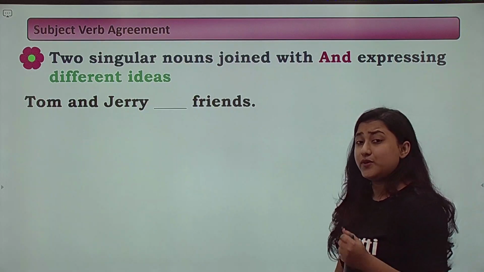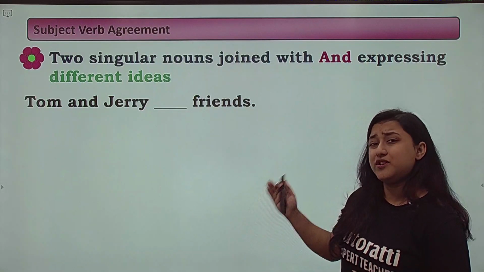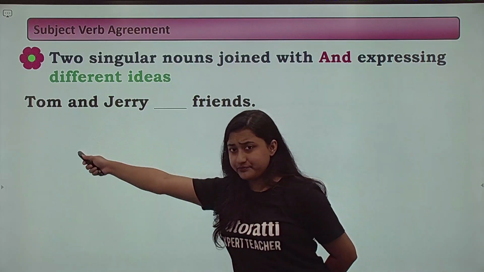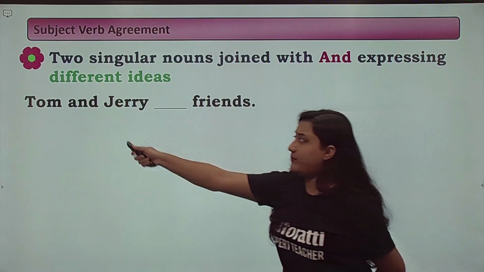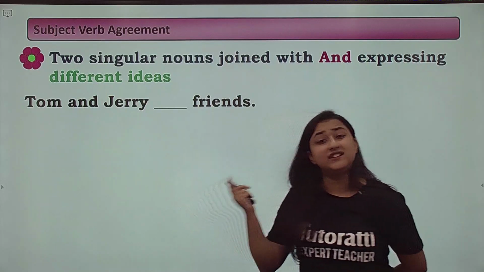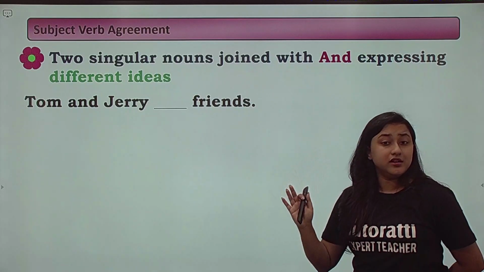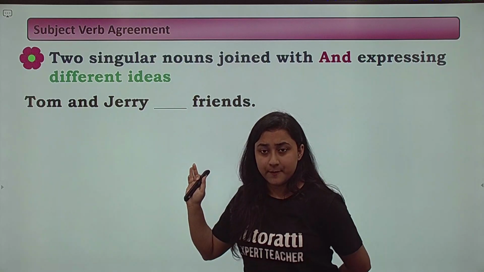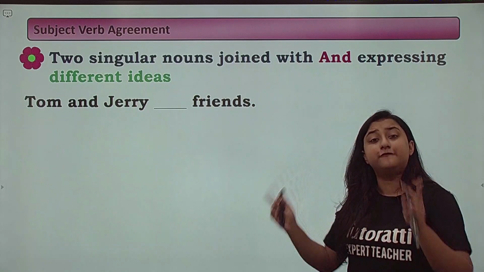Now, first of all, we'll understand the meaning of this. Two singular nouns. Students, tell me, which are the two singular nouns? Think. Tom, Jerry, right? Joined with and. Tom and Jerry, these two people are joined with and expressing different ideas. Now, what is the meaning of different ideas? We are talking about Tom as a different person and Jerry as a different person. Both of them are two distinct individuals, so they are expressing two different ideas.